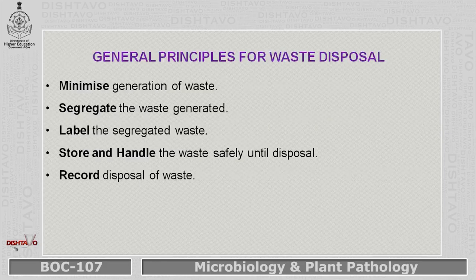Coming to the general principles for waste disposal, the first principle is to minimize generation of waste. So you have to minimize as much of the waste which you are generating. Then segregate the waste generated. You have to separate the waste based on the various types and keep it separately. Label the segregated waste. You have to label the waste based on the type of the waste which you are generating. Store and handle the waste safely until disposal.